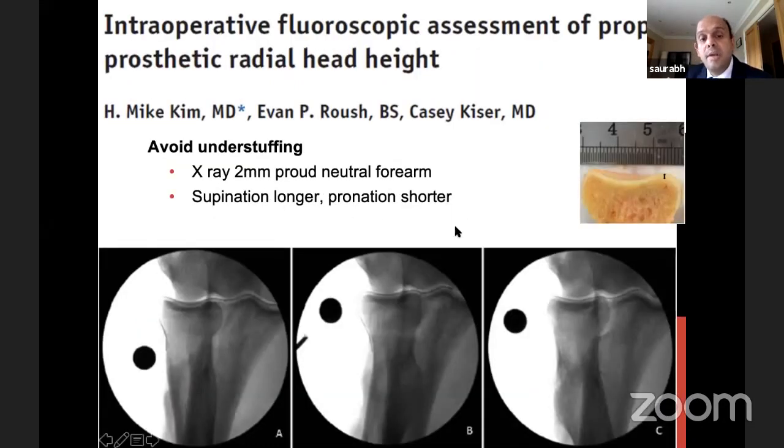Then a bit more about radial head. Remember, as you pronate, supinate forearm, your radial head level will change in respect to the level of coronoid. So supination, with arm in supination, radial head comes up. With arm in pronation, it goes down. So if you're doing a radial head replacement, your X-ray should be with arm in neutral. That's when it should be at level of coronoid. Now, so avoid overstuffing, but also avoid understuffing. Both are bad.